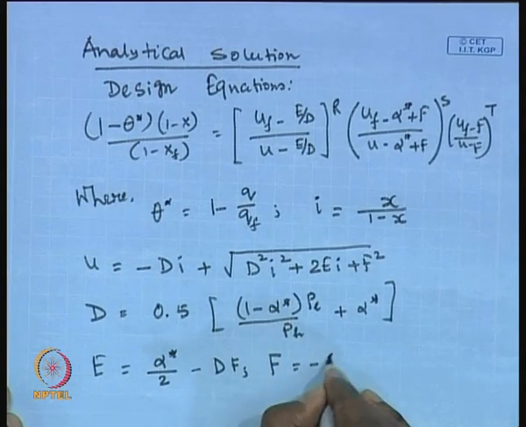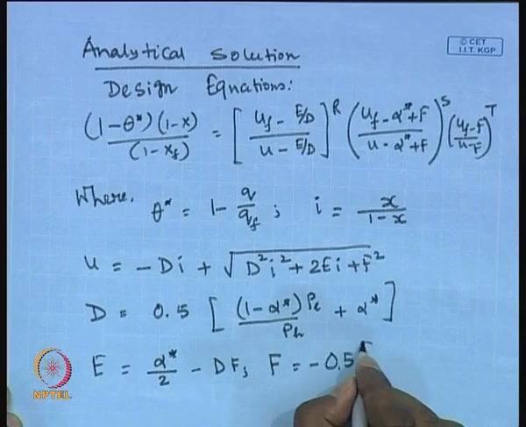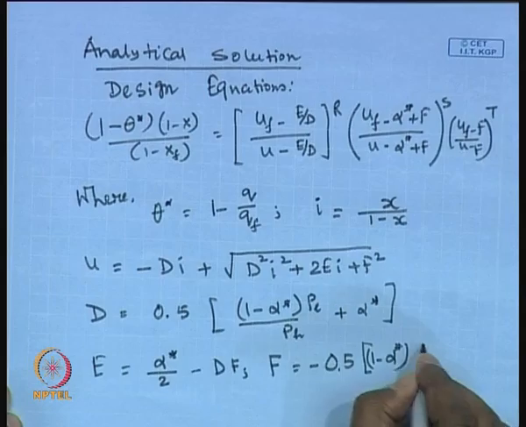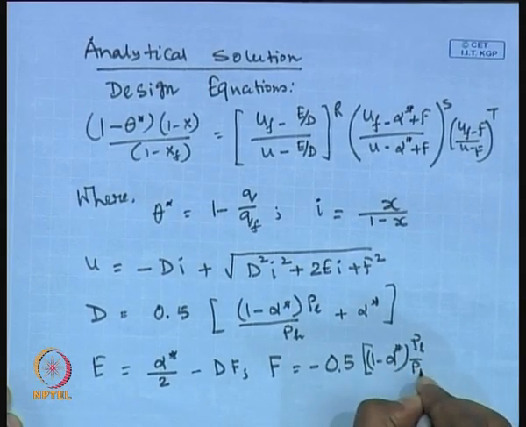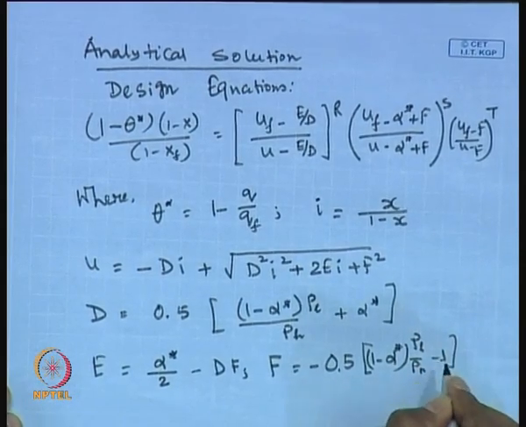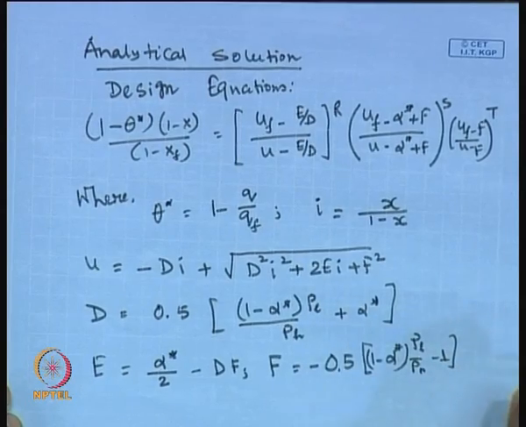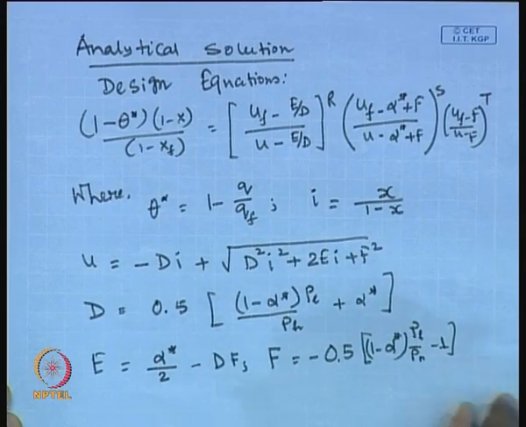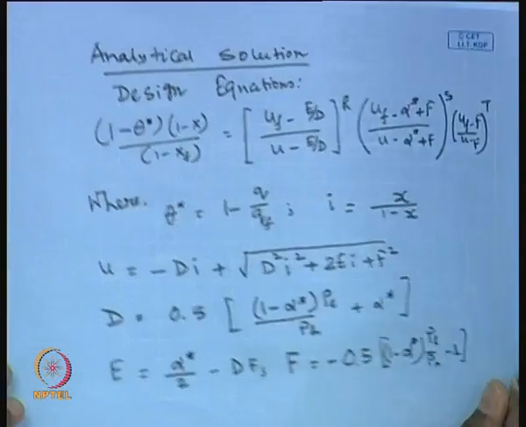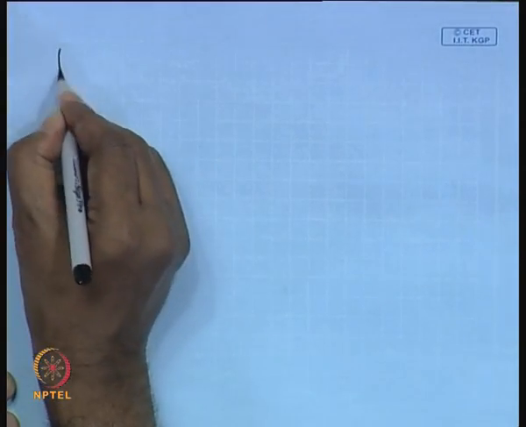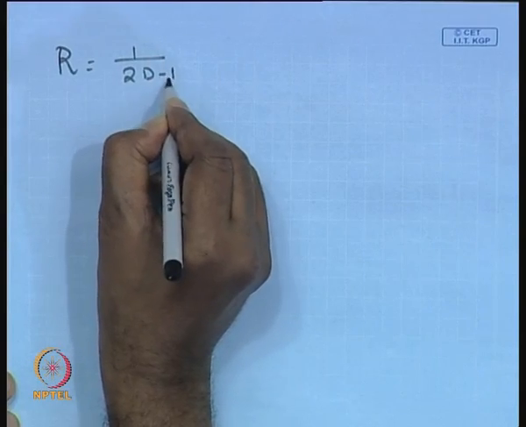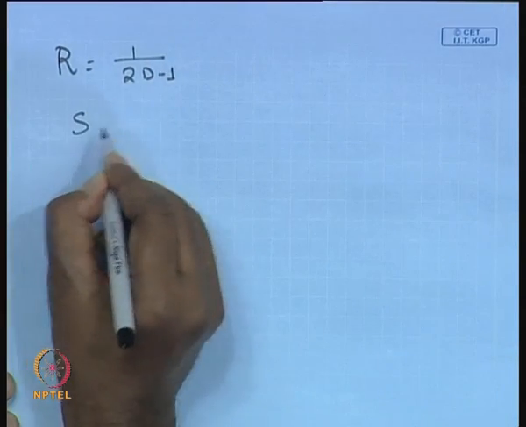F is minus 0.5 into 1 minus alpha star P L by P h minus 1. So, your basic parameters were the operating condition P L, P h, and properties of alpha star. All these things can be expressed in terms of the known values, and there are some more parameters. R is given as 1 over 2d minus 1, and what is S?